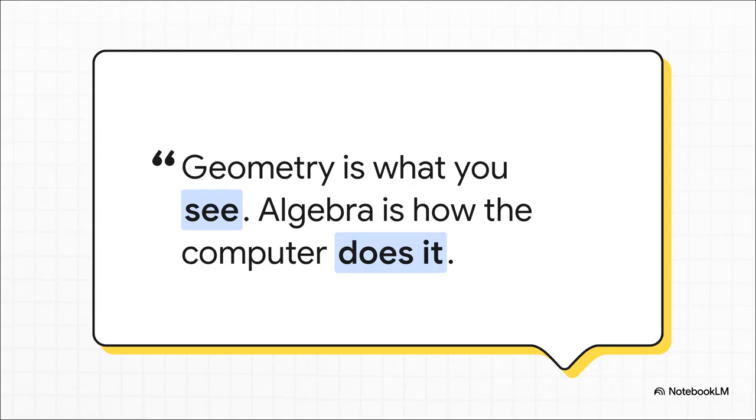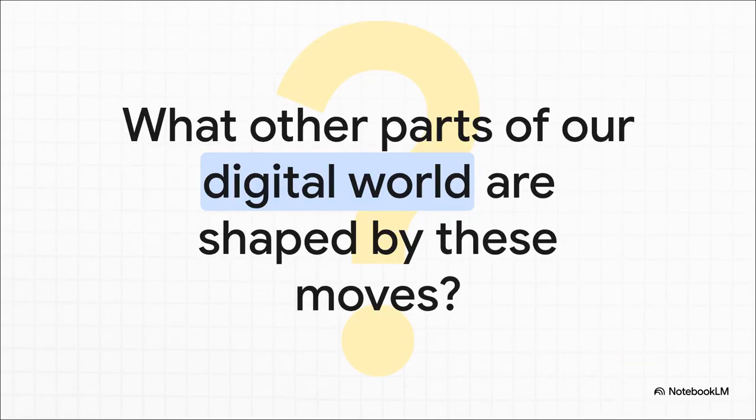We see the geometry, the slide, the turn, the flip, but under the hood, the computer is just crunching millions of simple algebraic rules just like the ones we saw. So the question is, what other parts of our digital world are secretly being shaped by just these 4 simple moves? I mean, from the user interface on your phone to the way a website is designed, these transformations are absolutely everywhere. So next time you see something move on a screen, maybe, just maybe, you'll see the math hiding behind the magic.